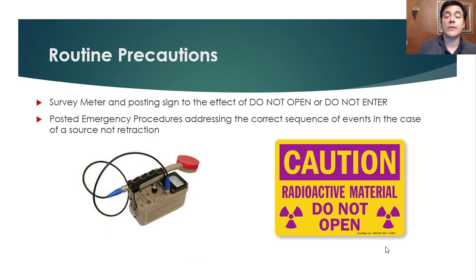In the event that you would need to close off a room for a source being out of its shielded safe, make sure that you have a survey meter and signposting. The door should be locked if possible, and if indicated, put a do not open or do not enter sign based on your state or federal regulation. Posted emergency procedures addressing the correct sequence of events in case of a source not retracted are required at each of the consoles of the afterloaders, and they also should have contact information for all the emergency personnel, including the radiation safety officer.